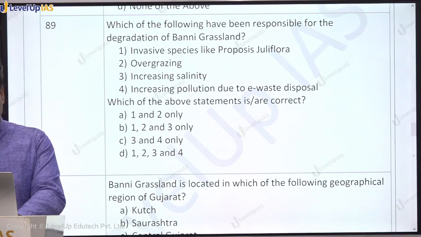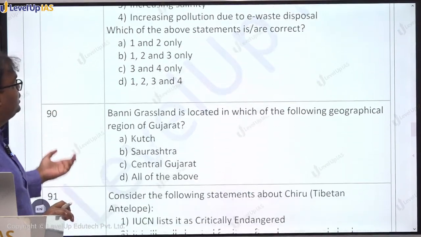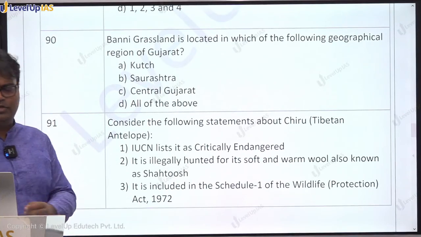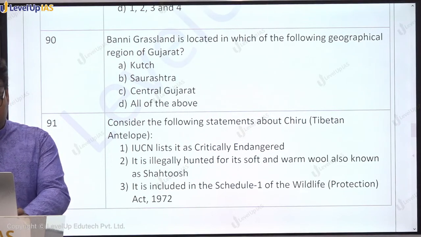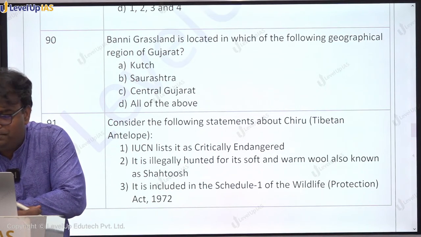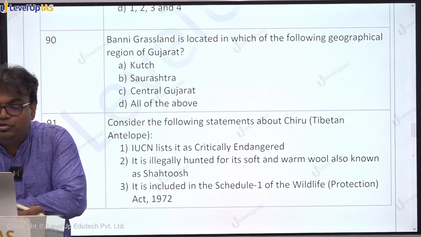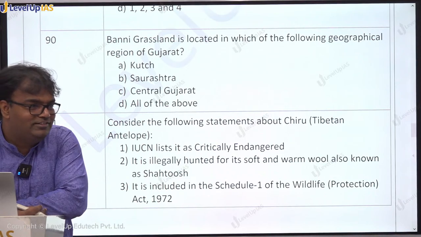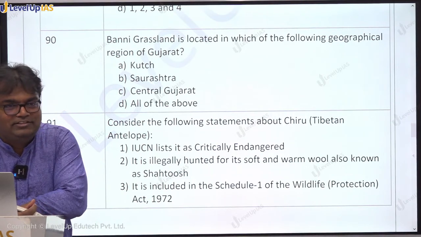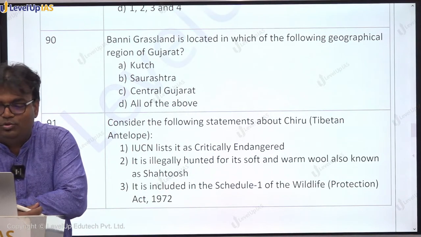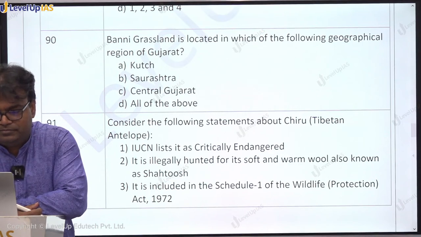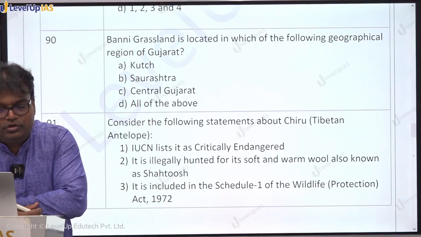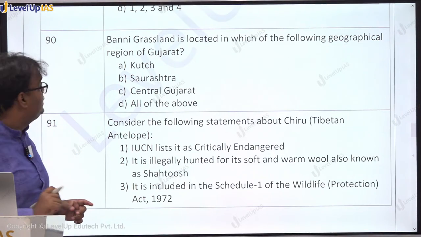1, 2, 3, गॉट इट. बन्नी ग्रासलैंड कहां पे लोकेटेड है? कच्छ रीजन या कच्छ या सौराष्ट्र, एक मिनट देखने दो मुझे. अच्छा, all of the above. It is the largest natural grassland in the Indian subcontinent. It is distributed in 8 districts and 3 different climatic regions of Gujarat: Kachchh, Saurashtra and Central Gujarat. ये बहुत बड़ा है this grassland, and it covers Kachchh also, Saurashtra also and Central Gujarat, in total 8 districts. तो D is the answer here, 89 का answer D हो गया.